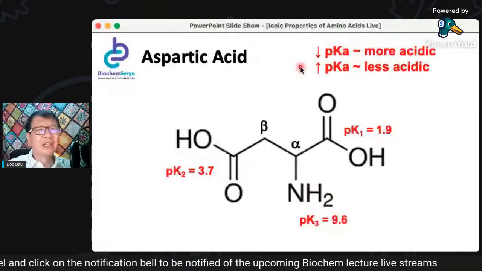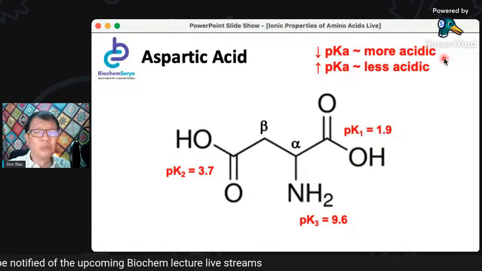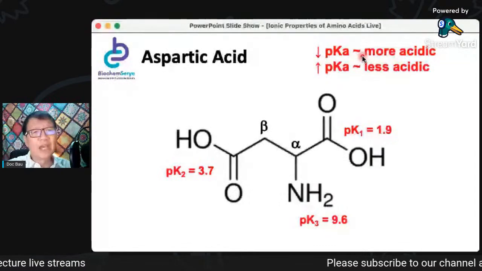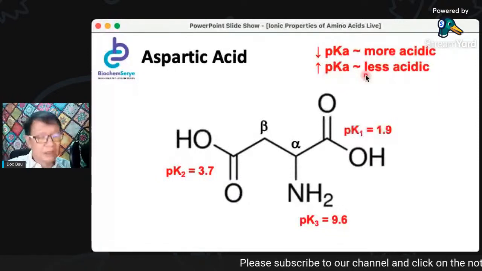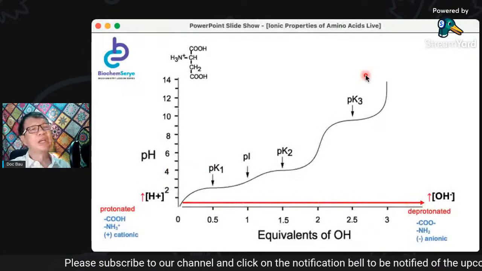So I'll reiterate: the lower the pKa, the more acidic is the functional group. The higher the pKa, the less acidic, or the more basic, it is. So again, okay.